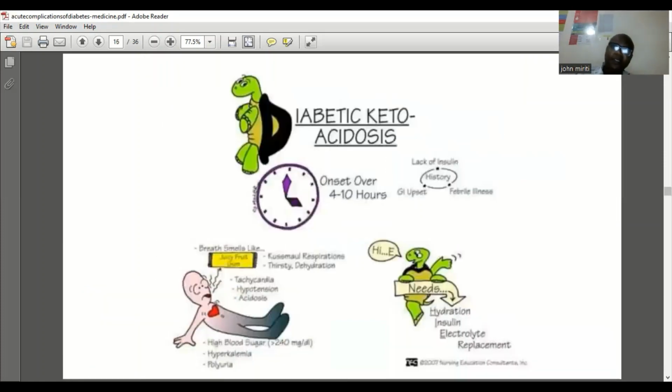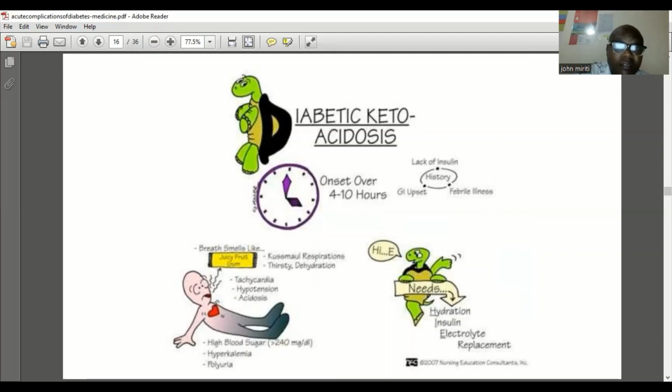Now, in diabetic ketoacidosis, the onset is around 4 to 10 hours, and there is a history of lack of insulin, or a precipitant like GIT upset, such as diarrhea, vomiting, or a viral illness. The patient may have a febrile illness like dengue fever, malaria, and similar conditions. Then the patient will have a smell and Kussmaul respiration, and will be dehydrated.